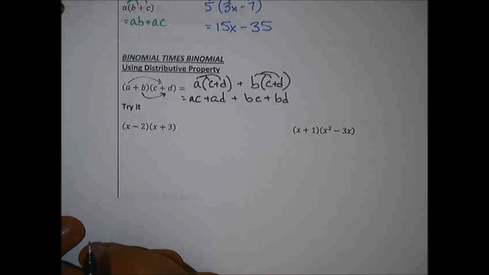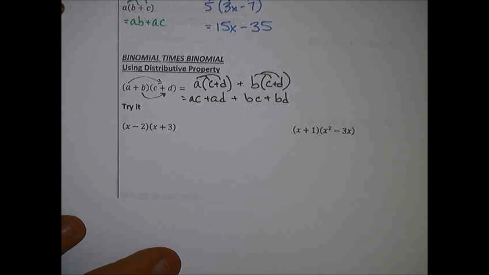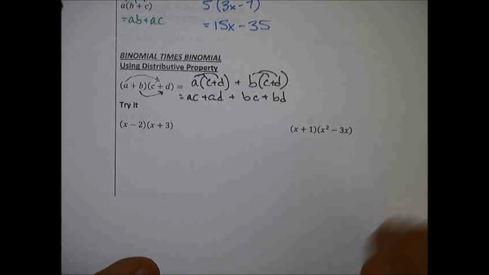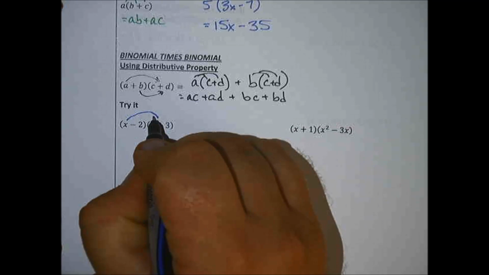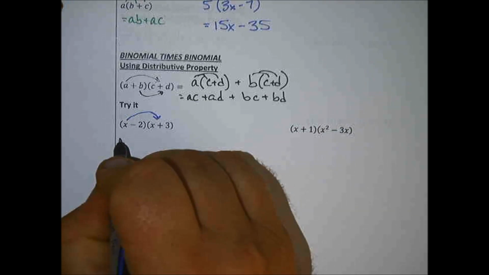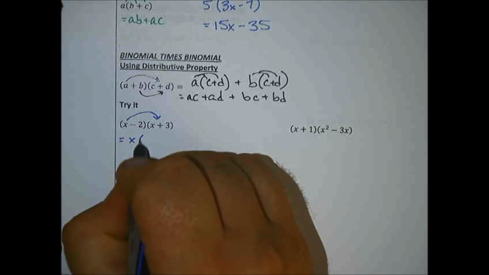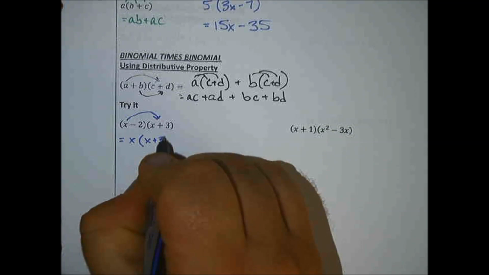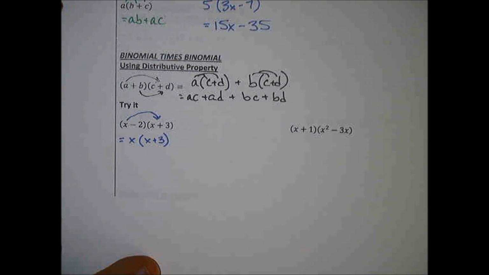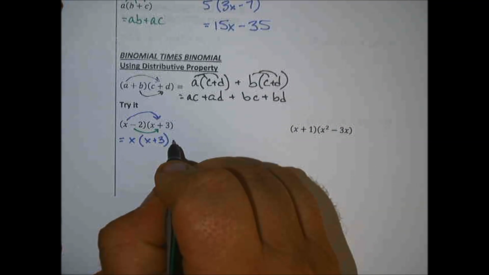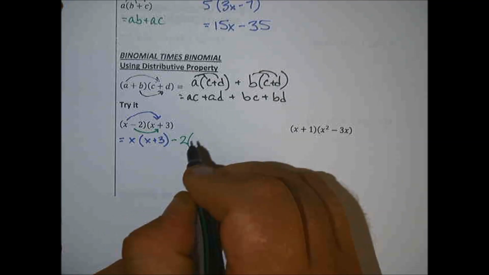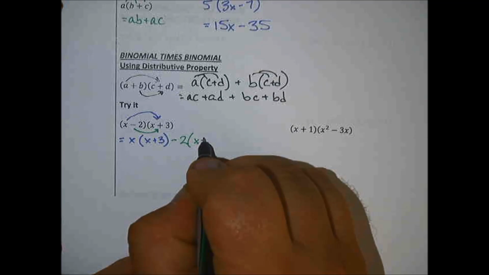Now that doesn't look too bad. Okay, and it's really not. It's actually a pretty easy way to do it, and it works out pretty well. But let's go ahead and look at it with actual numbers to where we can see what's going on here. So I'm going to take this x and I'm going to multiply it by that whole thing there. Okay, so we get x times (x plus 3). I'm going to use a different color for the next step. I'm going to take this negative 2 and multiply it by the whole thing. So then minus 2 times (x plus 3).